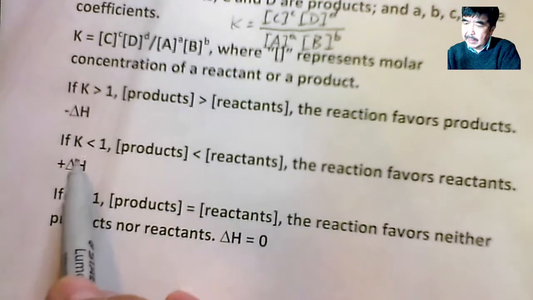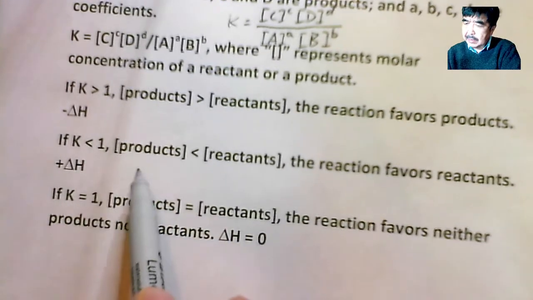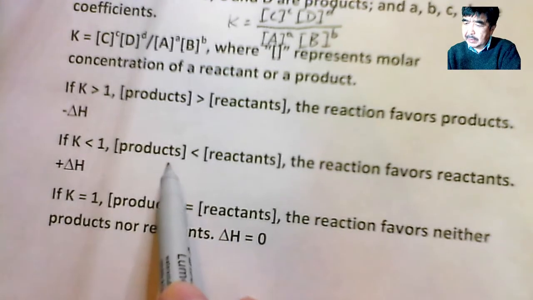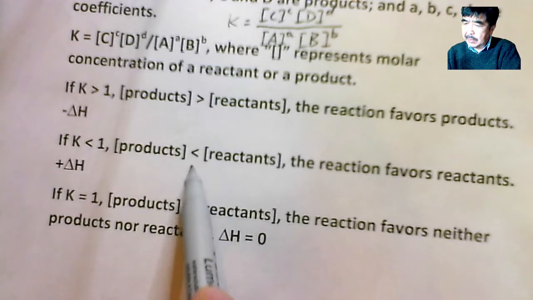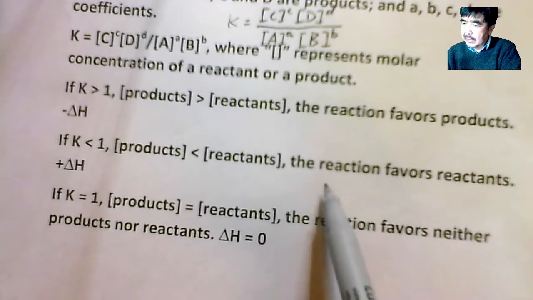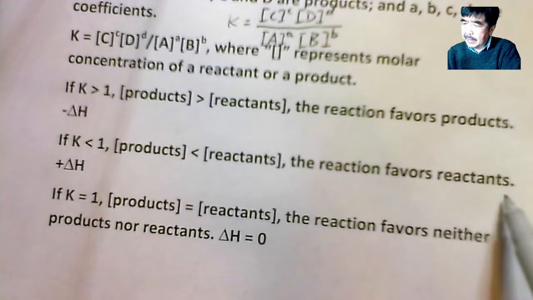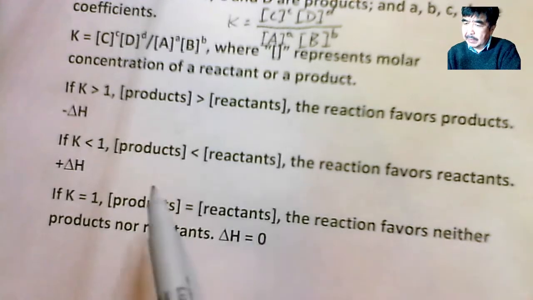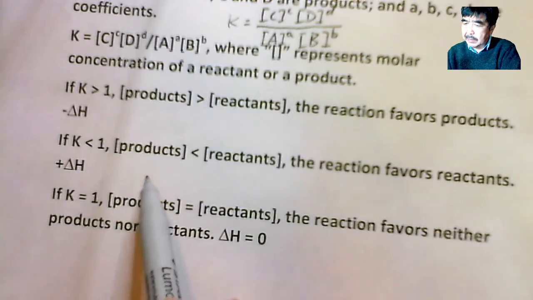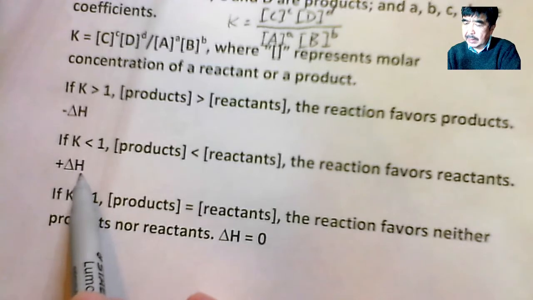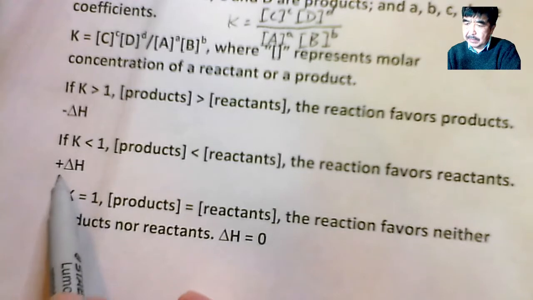If K is smaller than 1, the concentration of products is smaller than that of reactants, and the reaction favors the reactants, the backward direction. This is called an endothermic process. The delta H, the enthalpy change, is positive.